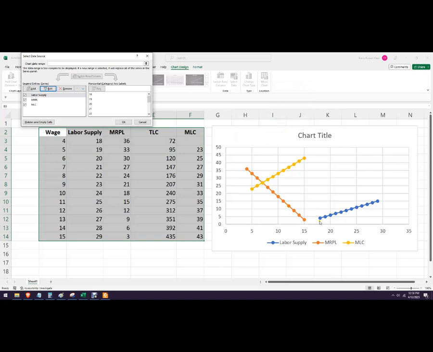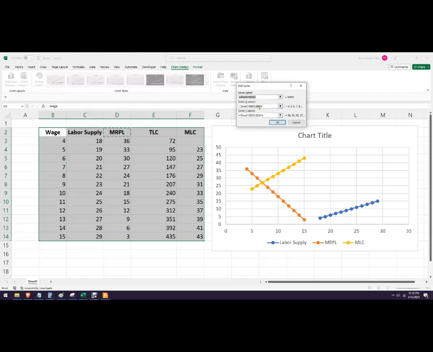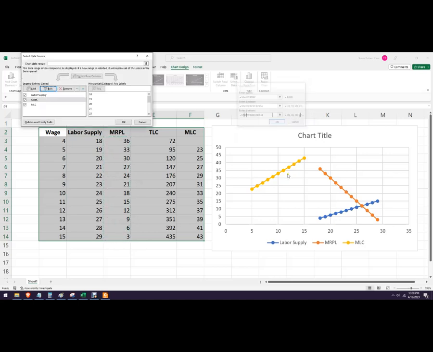Okay, so it makes sense at $4 an hour, I get 18 workers. Right? It's just going up like that. Okay, the next one is the marginal revenue product of labor. So if you want to change the name, you can do it there. We're going to do the same thing. So I deleted that, and the X values are going to be right here. And then I'm going to delete this, and the Y values are this, because anytime anything's measured in money, it's going to be a Y value.